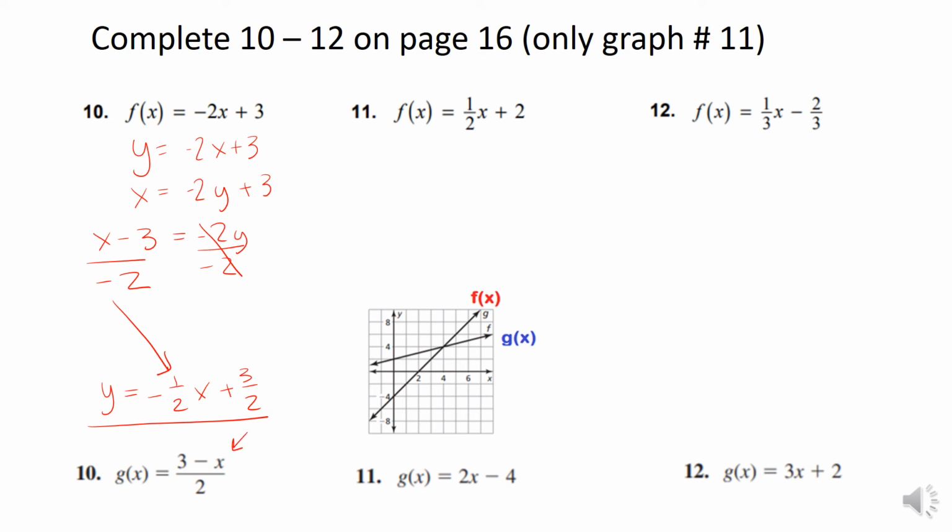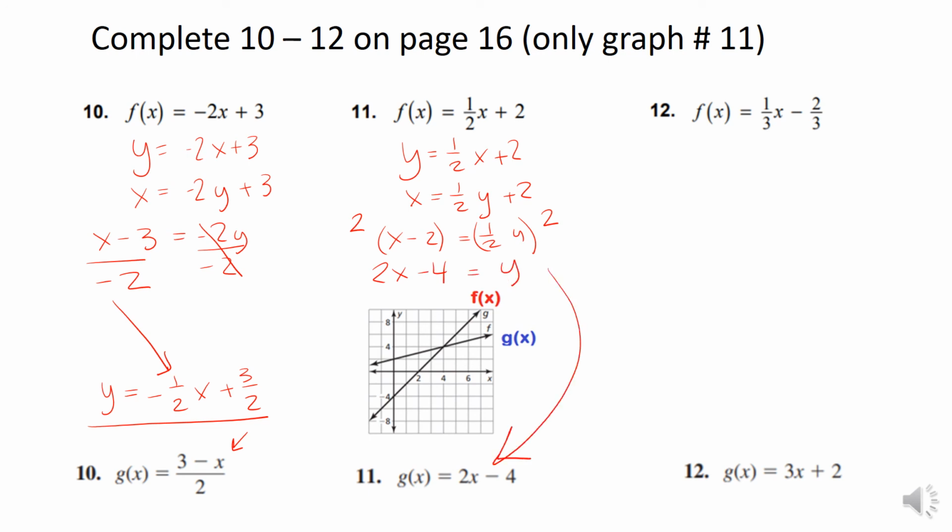Okay, for this one we have y equals 1/2 x plus 2. Switch the x and y, we get x equals 1/2 y plus 2. Subtract the 2, and here's where you have to be careful. You're going to multiply both sides by the reciprocal. So we get 2x minus 4 equals y. And that gives you this.